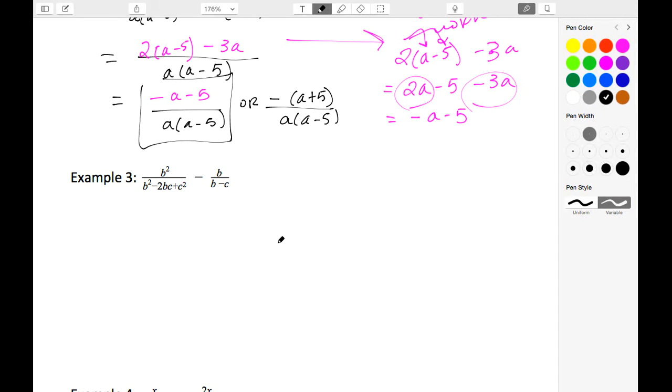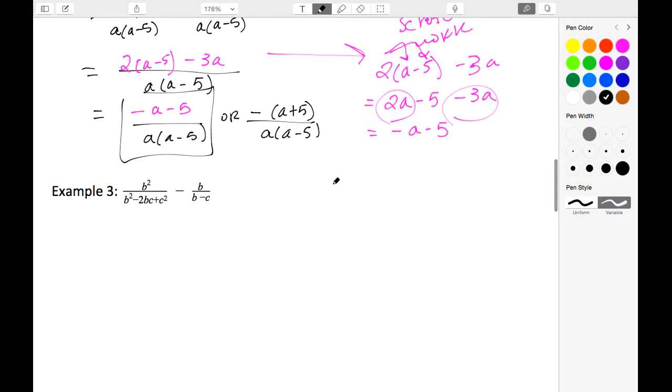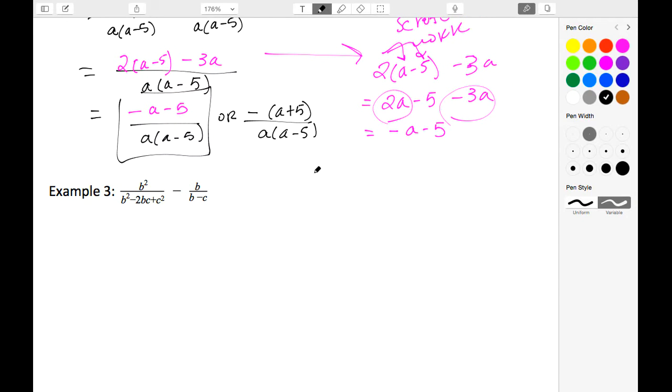Example 3 is a little more complex, but it is no big deal. So we have to find the least common denominator, right? This is the one where you have to follow step 1 by factoring, okay? So this was b squared minus 2bc plus c squared. We need to actually factor that before we find the least common denominator. So b squared minus 2bc plus c squared.